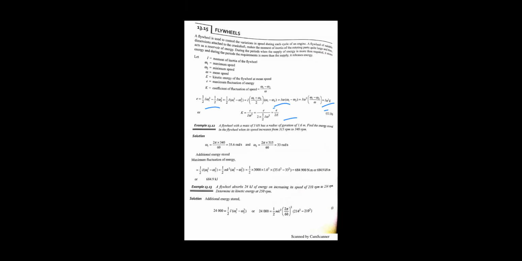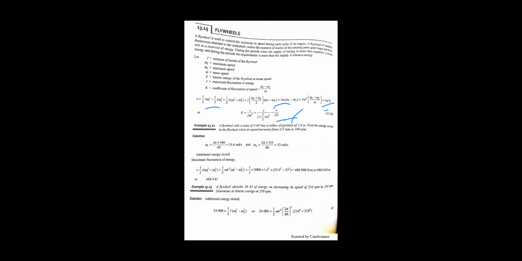So we may find one relation between the coefficient of fluctuation of speed, the maximum fluctuation of energy and the kinetic energy of the flywheel. That is very important: capital K equals small e by 2 capital E. That is the relation between fluctuation of speed and fluctuation of energy, the flywheel coefficient of fluctuation of speed.